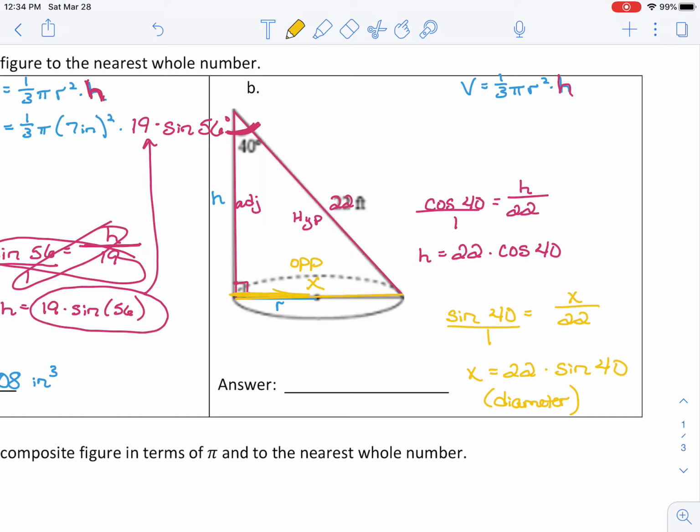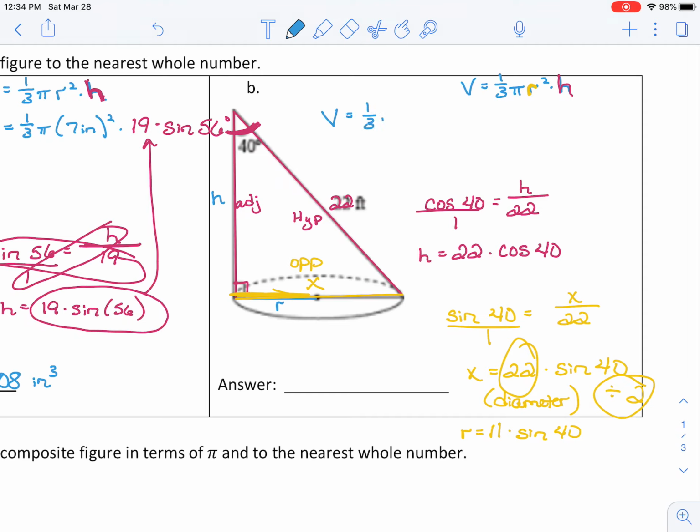So if I want only the radius of it, if I don't want this whole thing, I'm going to have to cut it in half. So if you think of dividing this by 2, what I want to point out, you can just quickly divide that by 2. The radius I can write is 11 times the sine of 40 degrees. So we now know what r is in this equation. We already had something for h. It's going to be a pain, but we have enough to plug this in our calculator.